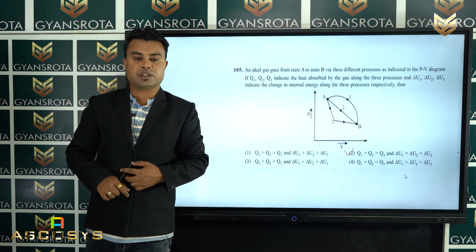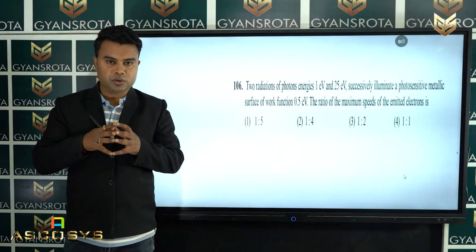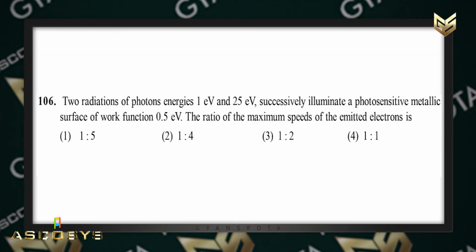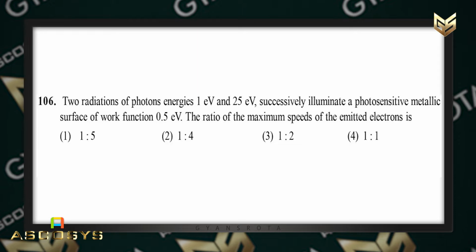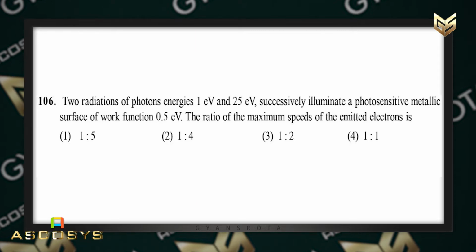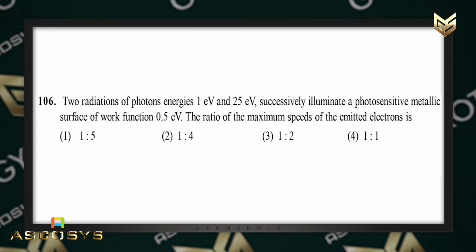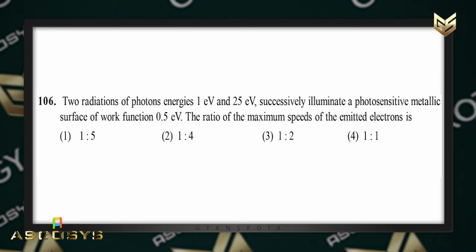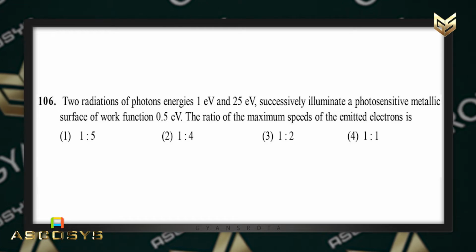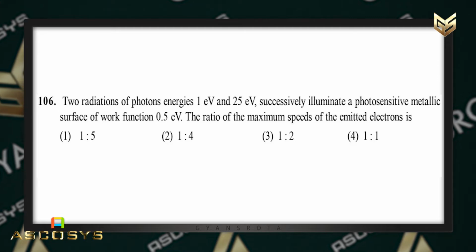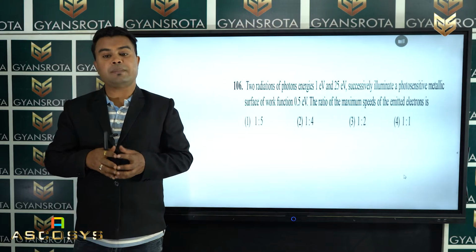Now let us move to the next question, that is 106. Question number 106 says that two radiations of photon energies 1 electron volt and 2.5 electron volts successively illuminate a photosensitive material surface of work function 0.5 electron volt. The ratio of maximum speed of the emitted electrons is how much? So you need to calculate the maximum speed.